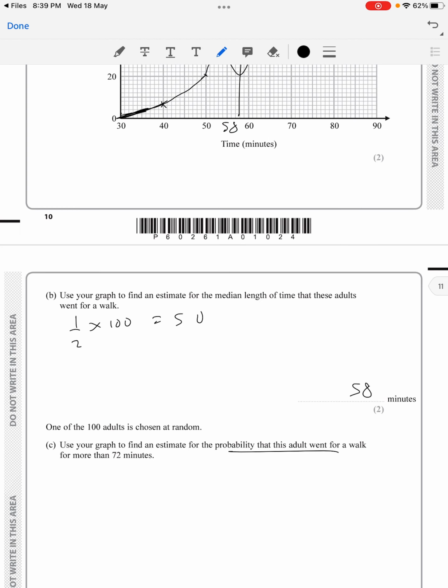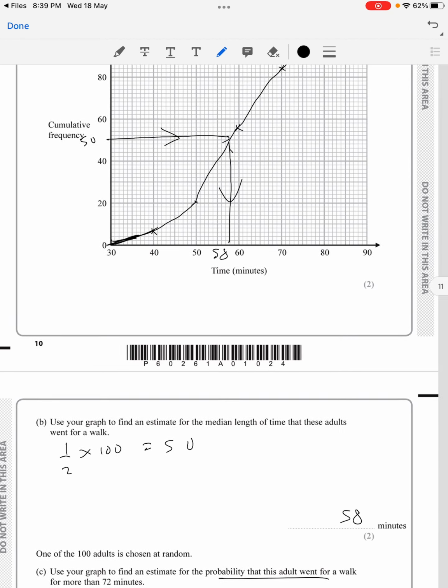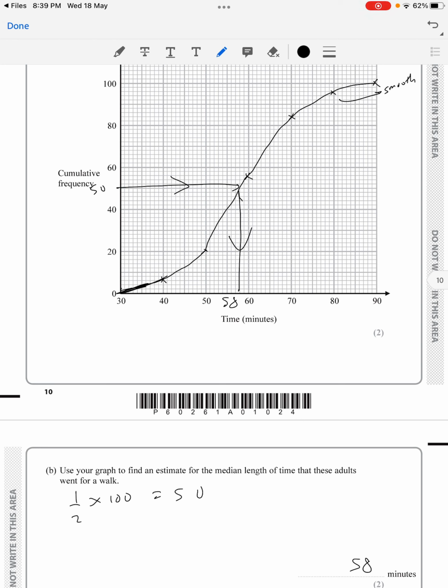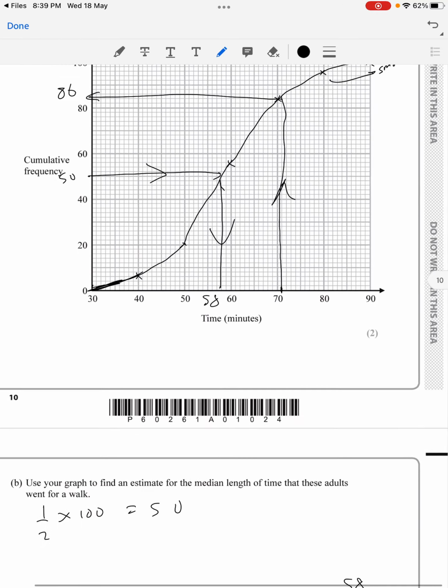Next one, you're going to find out the probability that an adult who went for a walk went for more than 72 minutes. So the number of adults who went for a walk less than 72 minutes. 72 minutes is somewhere here. So you're going to check it out. Scroll up, look across, and the value there is 86, I think, approximately. You're going to take that value of 86.